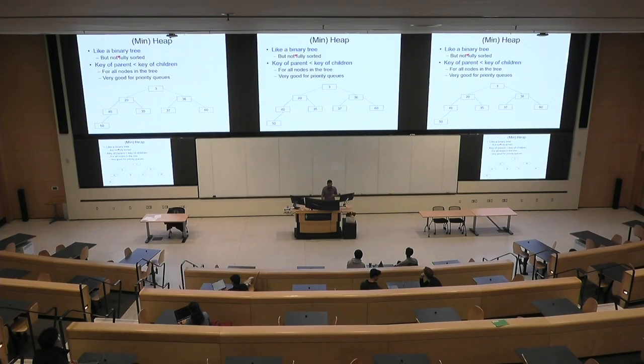Okay, so how does this work? Again, the key of the parent has to be less than the key of all of its children for all the nodes in the tree. So for example, in this example, the node on the top is the smallest node, and this is called a min heap. There is something also called a max heap. Some other algorithms might use it, where the node on the top is the largest in the whole overall tree.